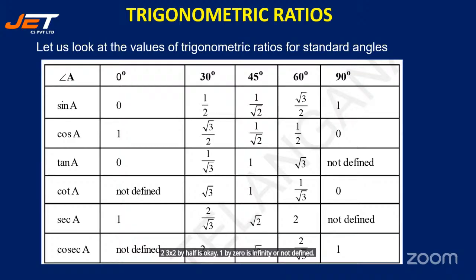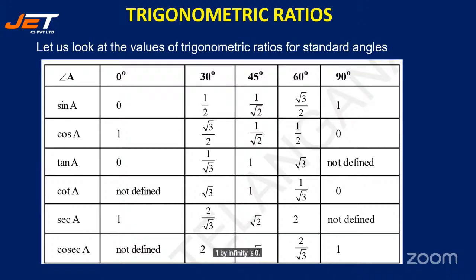Next, we have cot theta. Cot is 1 by tan, 1 by 0 is not defined. 1 by root 3 is root 3. 1 by 1 is 1. 1 by root 3 is 1 by root 3. 1 by infinity is 0.